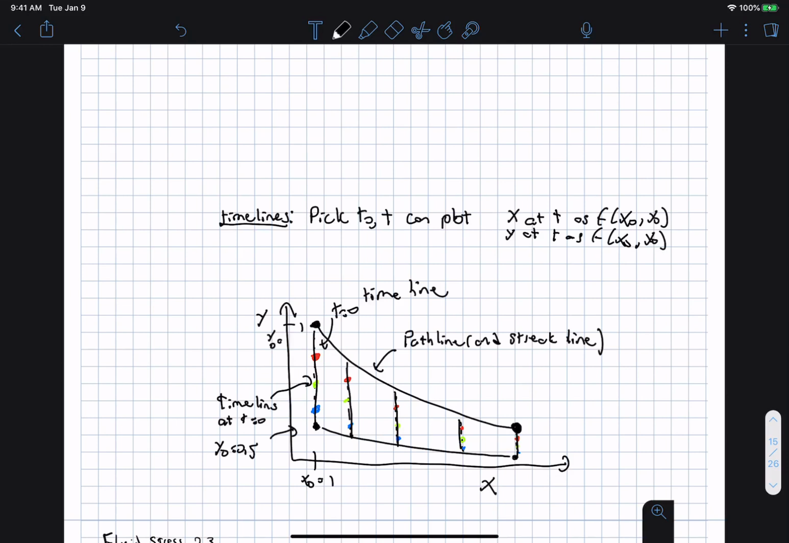And so for this class, that's really all we're going to do with path lines, timelines, and streak lines. And you will have some homework problems on this stuff. And so that is it.